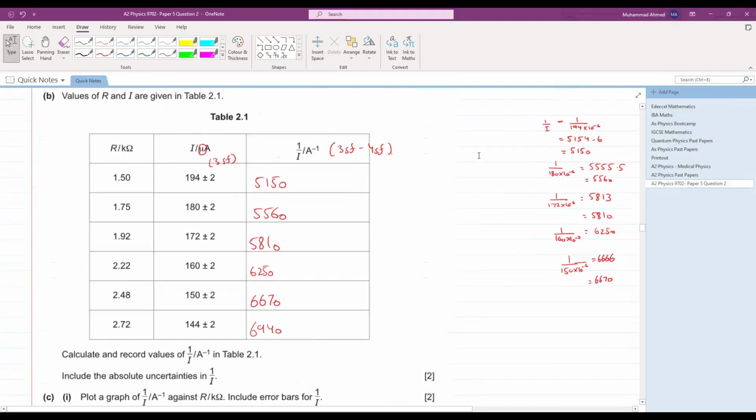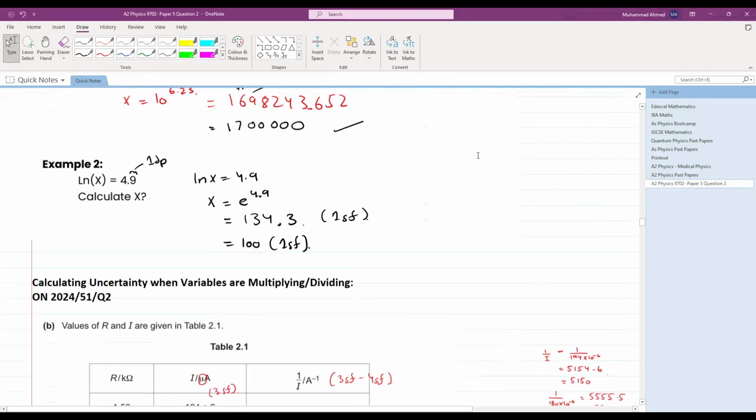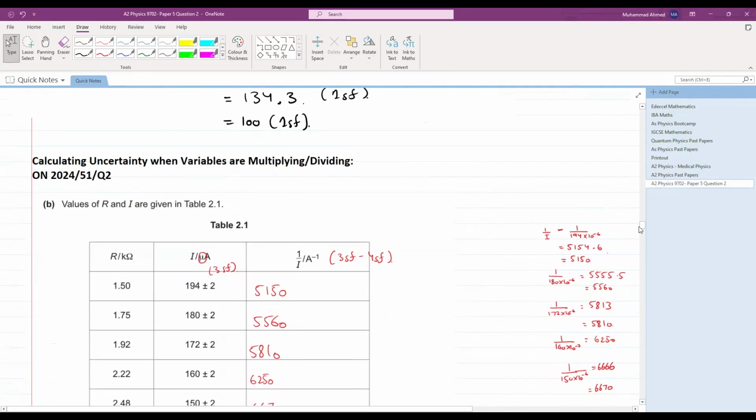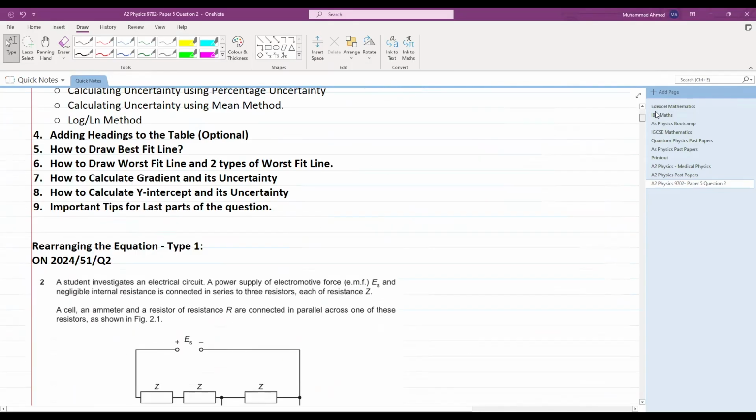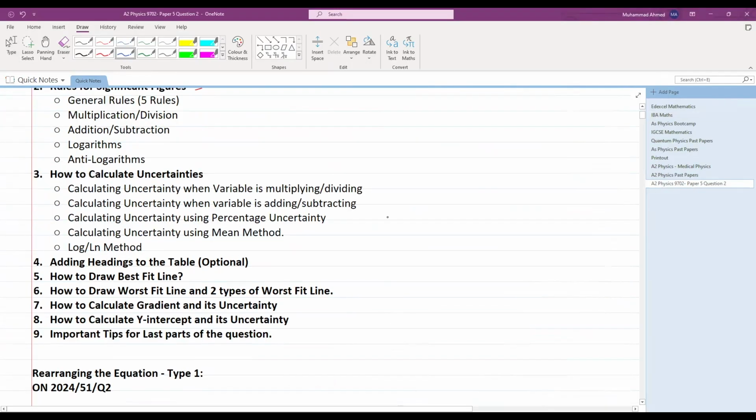How to calculate the uncertainties that the examiner is telling us. So I have divided the uncertainties into some types. Let me show you. There are five major types of uncertainties that can come in your examination. Let's first start by calculating uncertainty when the variable is either multiplying or dividing.